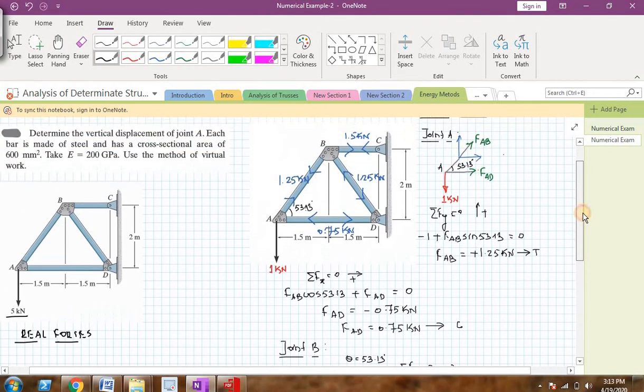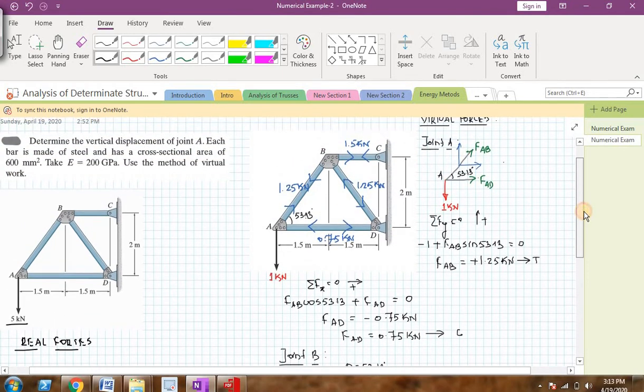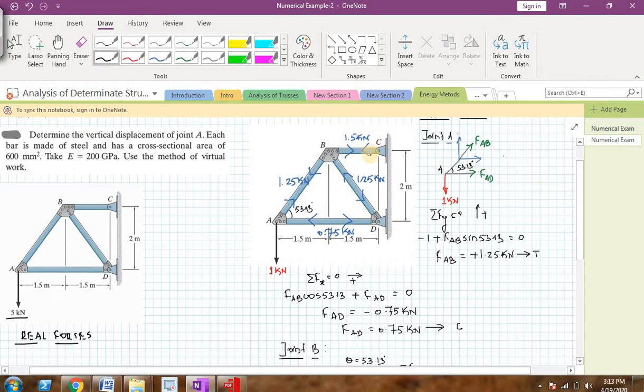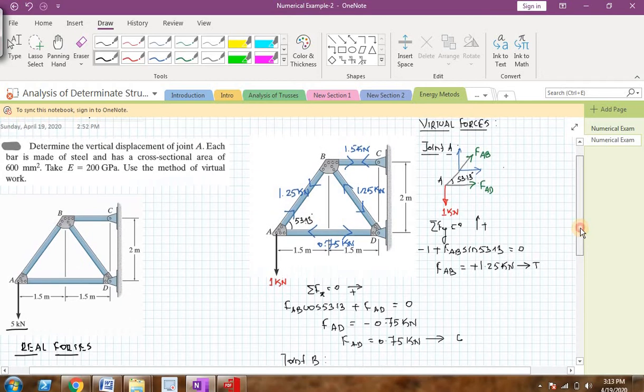But now here by inspection I can easily say that for 1 kilonewton these are the forces in the member, and in the same direction at the same point I am applying 5 kilonewton. Now why can't I multiply all these forces by 5 to get the real forces? I hope you understood what I mean to say.